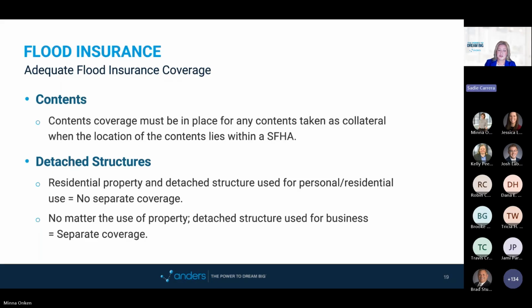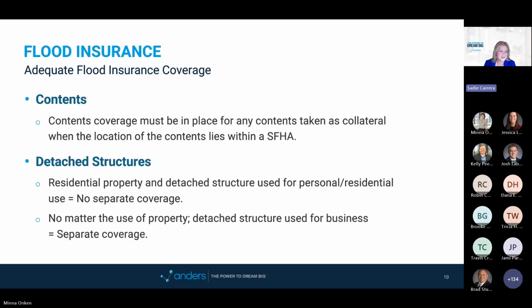Additionally, any structure on a non-residential property, such as a farm, is going to require separate flood insurance coverage. And remember, that is without regard to the value or condition of that structure. And let's talk about structure. A structure is defined under the rule as a building with two or more rigid walls, a fully secured roof, and that structure needs to be permanently affixed to the foundation.